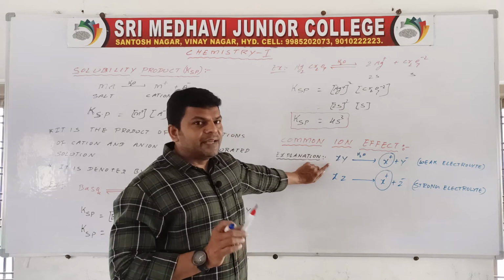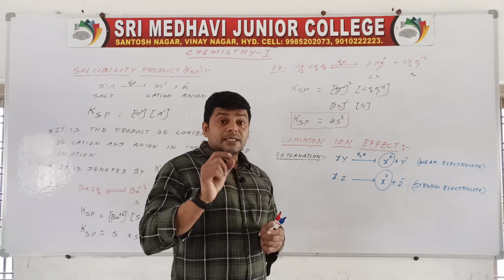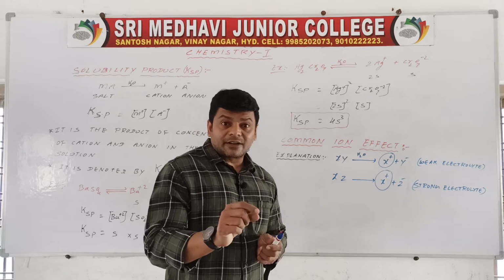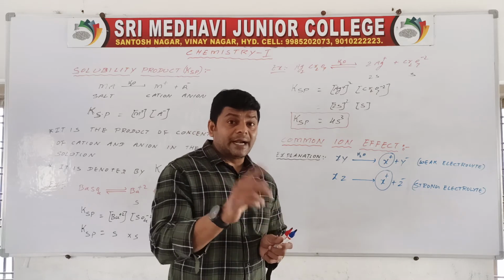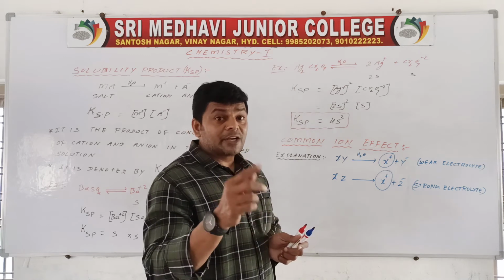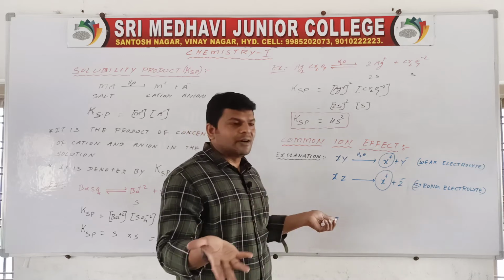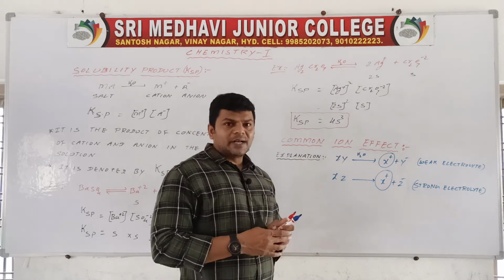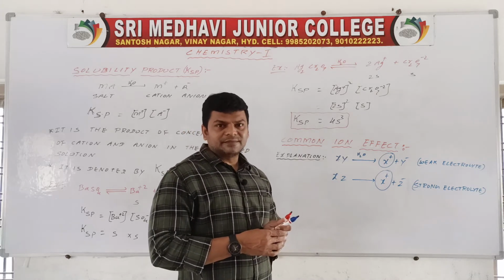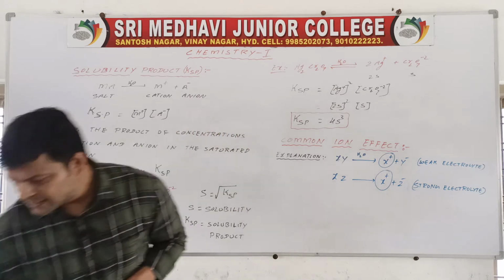If a weak electrolyte is dissolved in water, its solubility can be decreased by adding another electrolyte which has a common ion with the same electrolyte. This is called the common ion effect.